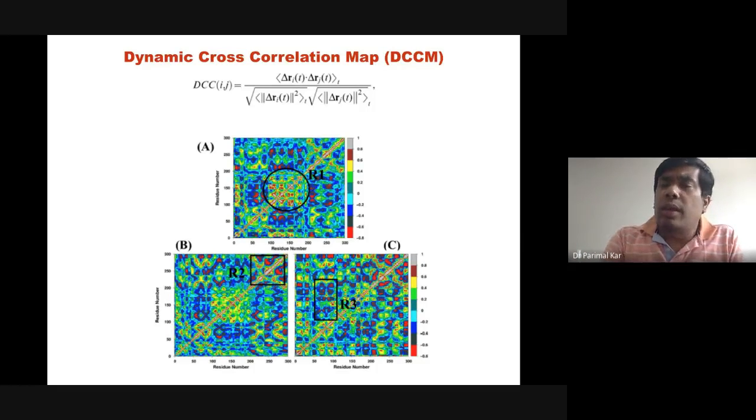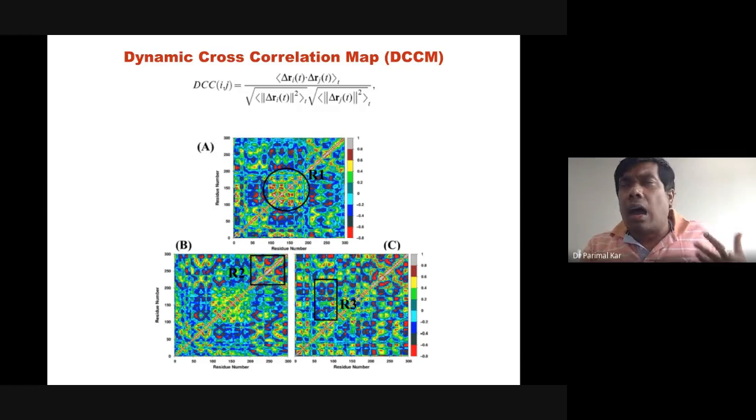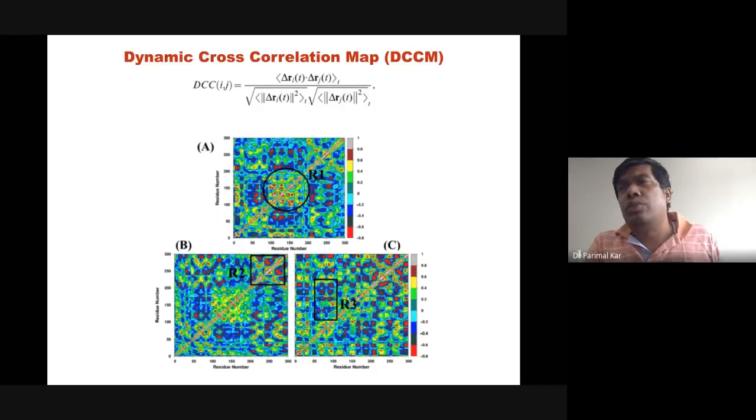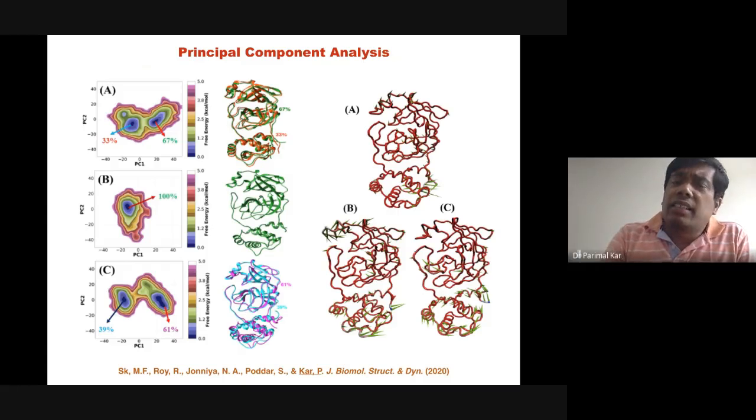So this way you can get a lot of different kinds of information that can tell you the underlying atomistic motions due to the binding of different kinds of ligands. They can induce different kinds of motions, and how they are varying, that kind of information you can get. The next thing is another approach. This is also an unsupervised machine learning approach, which is very much used in physics. This is called principal component analysis, or PCA.